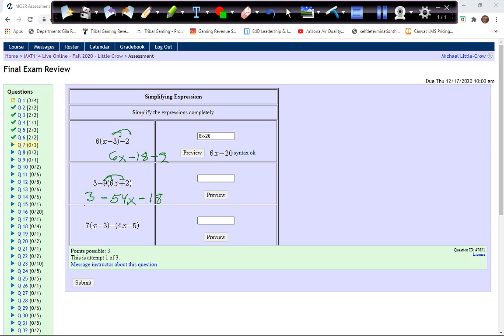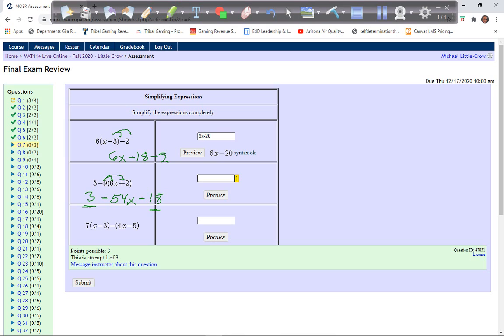Okay. Like terms are the 3 and the -18. They're opposite signs, so we subtract. And so we get -54x. We'll start with that, because it has no like term. And then we're going to end up with a -15. Right? 18 minus 3 is 15. And since 18 is larger and it's negative, it stays negative.